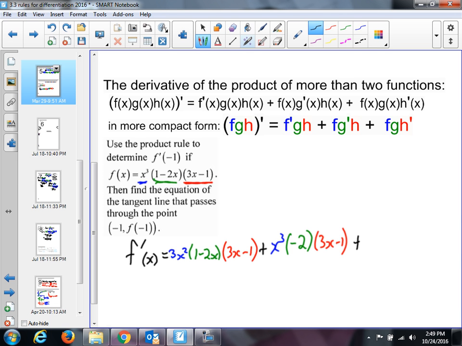Add that to the first two things left alone, derivative of the third thing: x cubed, 1 minus 2x left alone. The derivative of the third thing is just the number 3. 3x minus 1's derivative. Okay? Now we've got to do some arithmetic.